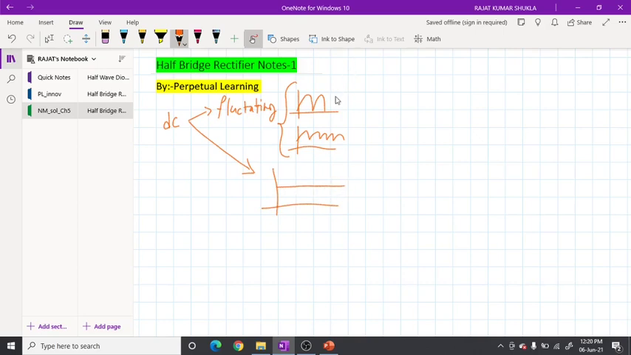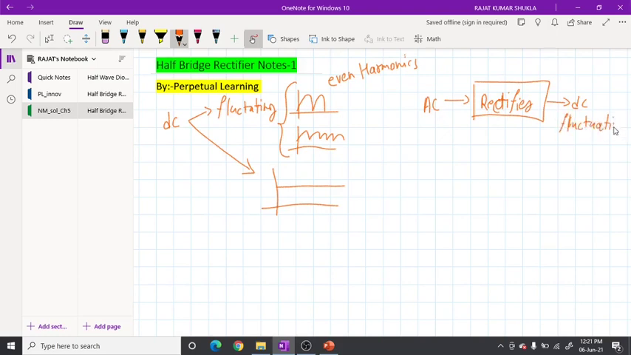The important point is, if you calculate the Fourier series, you will get some harmonics, and these harmonics are even harmonics. I am just introducing that there are different kinds of DC available. The input is an AC supply and the output is a DC. Usually this is a fluctuating DC, so to avoid this fluctuating DC we use a filter.